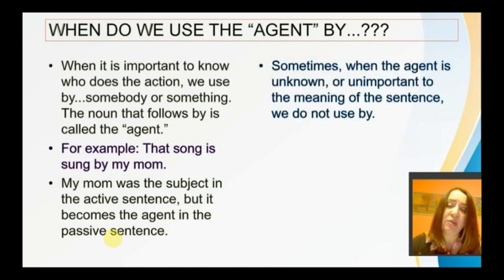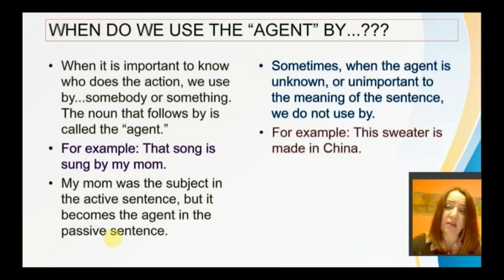Sometimes, when the agent is unknown or unimportant to the meaning of the sentence, we do not use by. For example, this sweater is made in China, so it's not important if some men, women, people in general made this sweater. Important information is that this sweater is made in one country, in this case in China. And the greeting of our little agent.